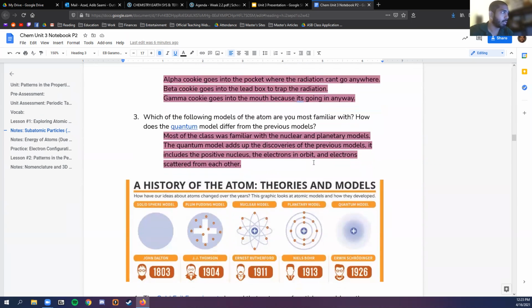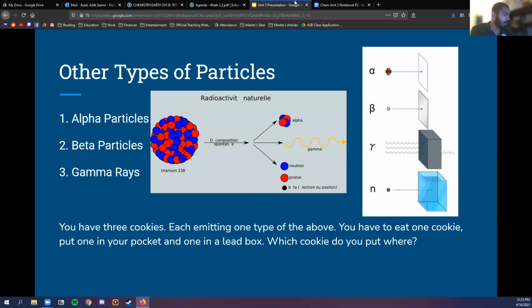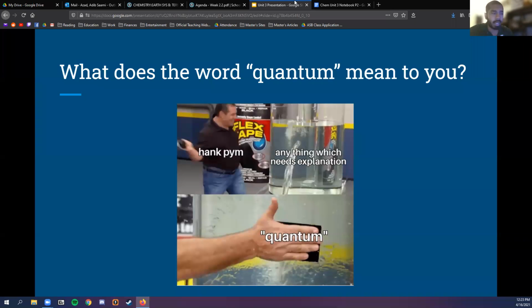Let's go down here. We talked about the cookie. Now, the reason I talk about the history of our atom is because we get to a point at some point in our lives where science becomes incomprehensible. We don't understand it anymore. And so we put labels on things, right? And so you put labels that you don't understand for explanations that you need.